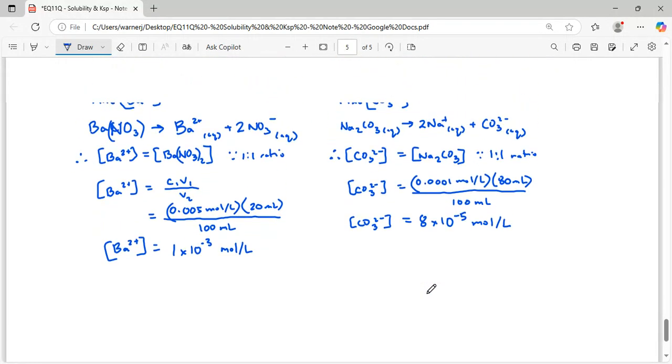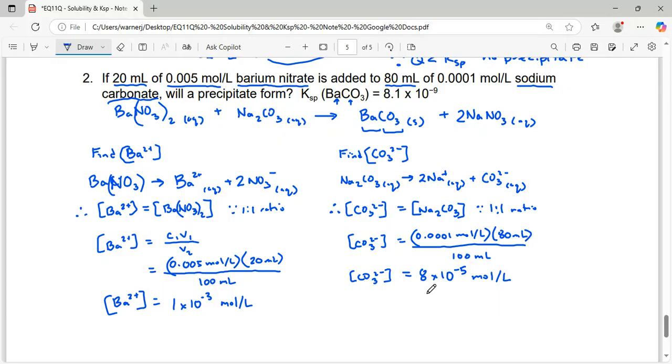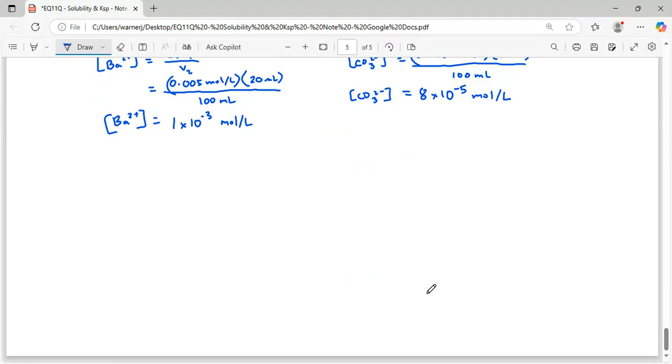So now I have the concentration of the 2 ions that are involved. And now the last part I need to do is look at what is the Q value. The Q is set up the same way as Ksp. So to make sure, I'm going to write my barium carbonate dissociation. It's always important you show this step. One, so you can get the right ratio of ions to set up your Q calculation properly. And 2, it's just part of your communication.